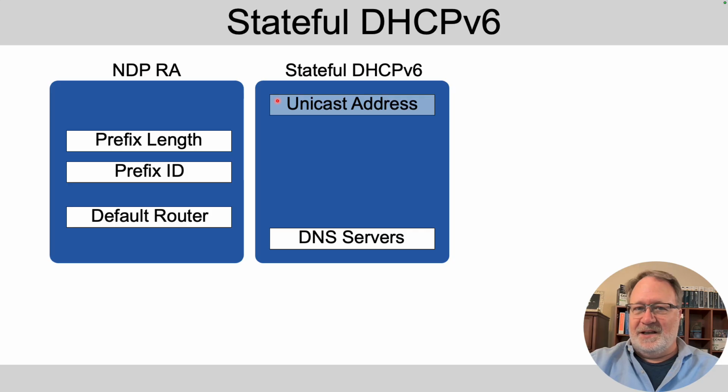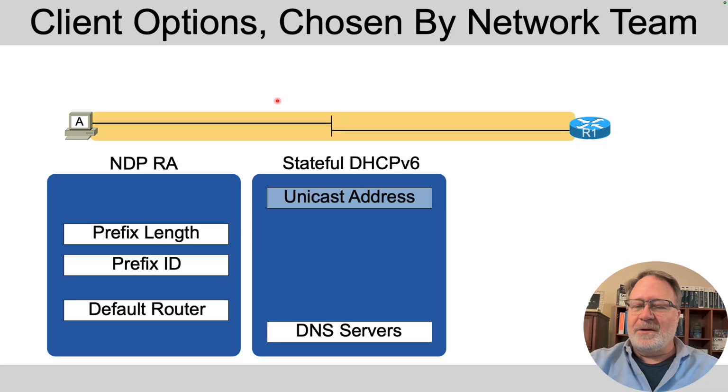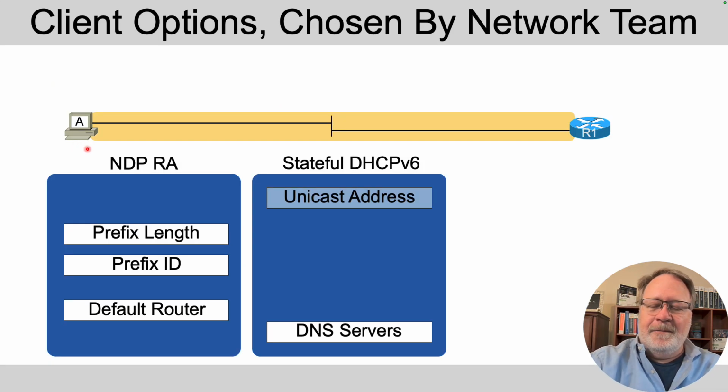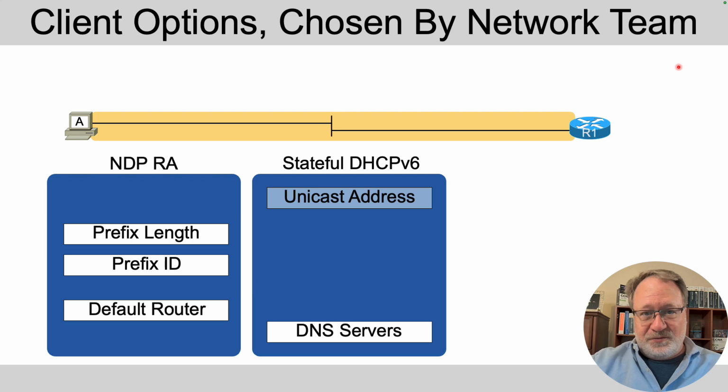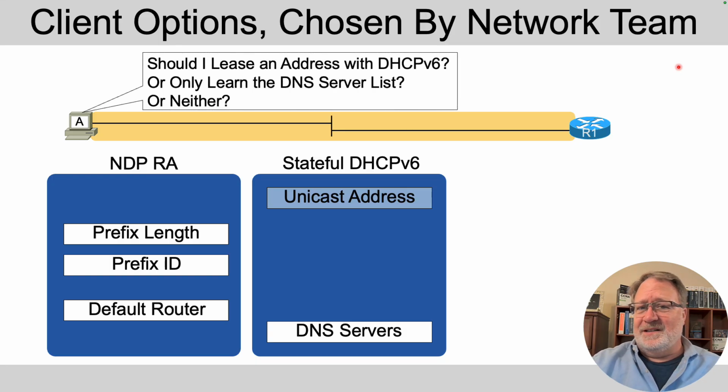So let's talk through this idea of using a stateful DHCP version 6 service for just a moment and how to make the routers make that work. So here's our client A, and let's just say we on the network team want to use stateful DHCP. But generically speaking, the client, as I mentioned before, has options. It's capable of several options for how it sets up to learn its settings for IP version 6.